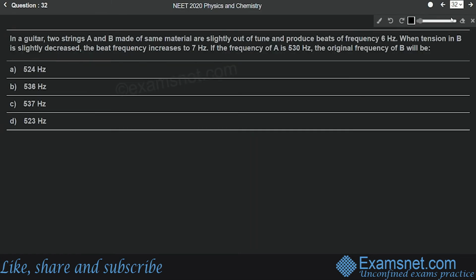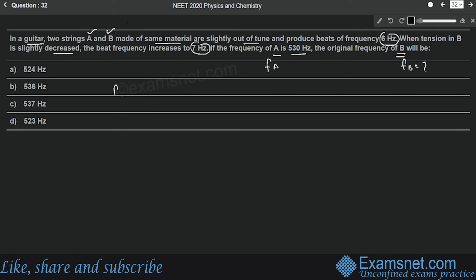Question number 32 is from the chapter Waves, and the question is, in a guitar, two strings A and B made of same material are slightly out of tune and produce beats of frequency 6 Hz. When tension in B is slightly decreased, the beat frequency increases to 7 Hz. If the frequency of A is 530 Hz, then the original frequency of B will be. That means FA is given as 530 Hz and we have to find FB, right?